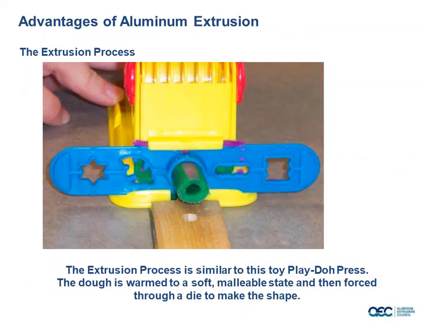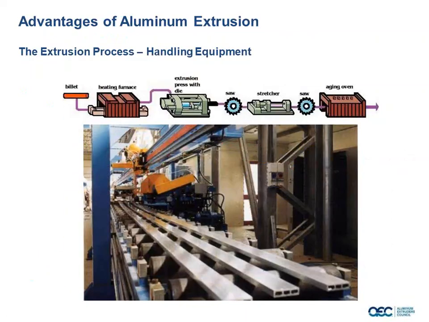Another typical example of the process is a tube of toothpaste, again, where you're taking something in one form, in a somewhat malleable state, and forcing it through an opening into another shape. And that's exactly what we do in the aluminum extrusion process. We're just using aluminum instead of some of these softer materials. And again, the aluminum is still in a solid state. It is not molten when it's extruded.